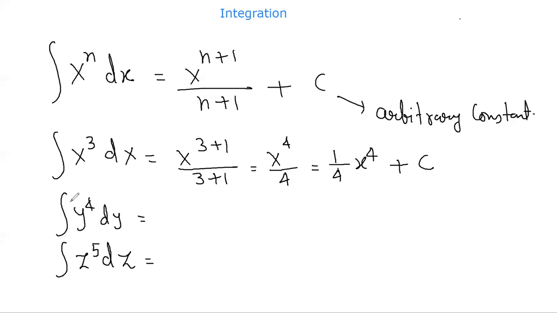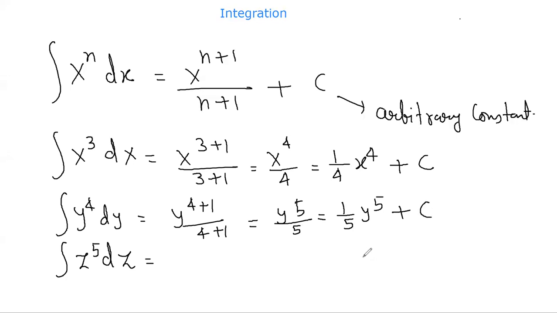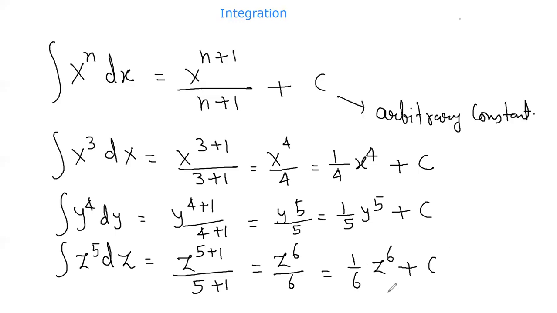Similarly, the integration of y to the power 4 is y to the power 4 plus 1 divided by 4 plus 1, which is y to the power 5 over 5. We can also write 1 over 5 y to the power 5, and with the answer we put the arbitrary constant c. Now the integration of z to the power 5: z to the power 5 plus 1 divided by 5 plus 1. We can write z to the power 6 over 6, which we can simplify and write as 1 over 6 z to the power 6, and with the answer we write a c over here.